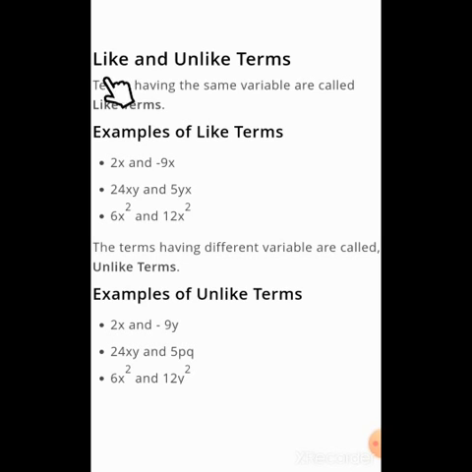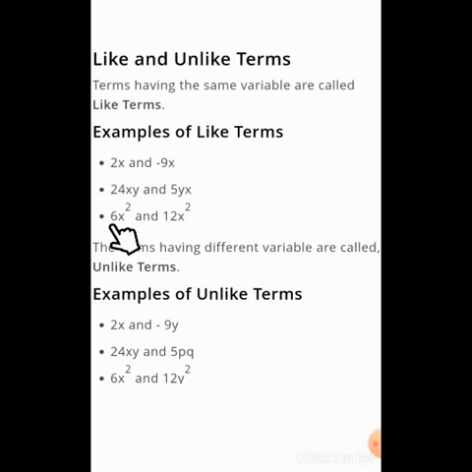Now you already know what like and unlike terms are. Like terms have the same variable but different coefficients, so we call them like terms. In unlike terms the variable is also different. Here x is given and here y is given, so both are different. Here xy and here pq. Here x square and here y square. So both are different, so we call them unlike terms.